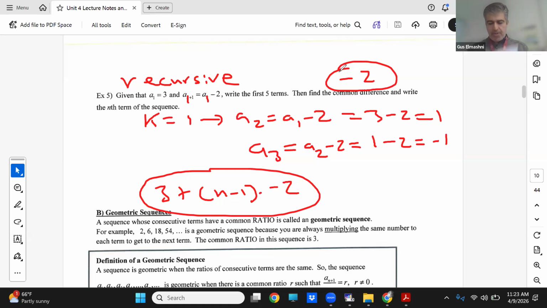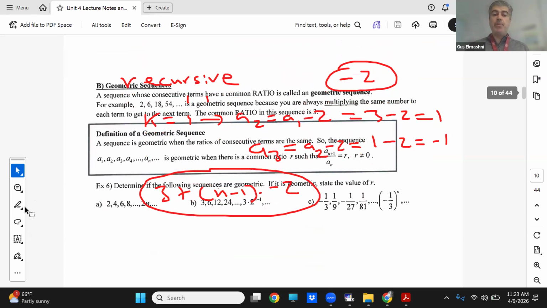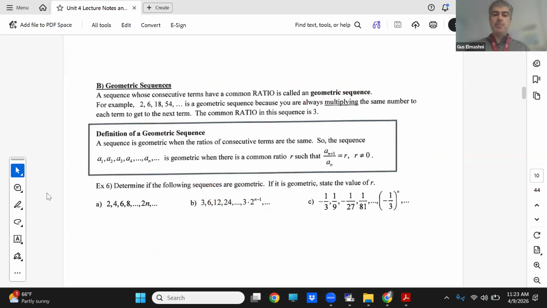Let's talk about geometric. Good question so far? We good? All right. For geometric, what's the pattern for geometric? You're multiplying, right? Common ratio. So determine if they're geometric. If they are, tell me what R is. Is A geometric?